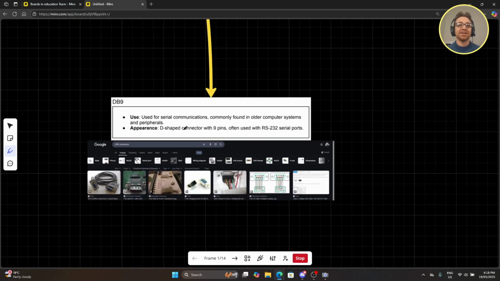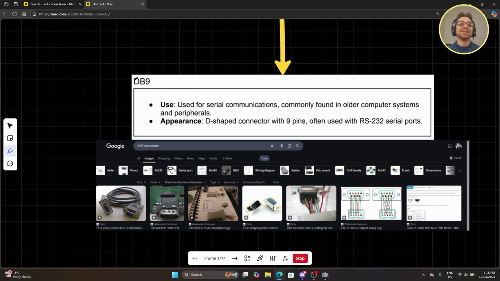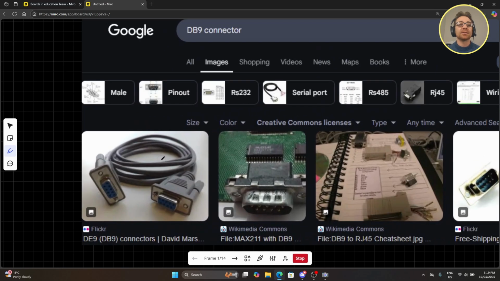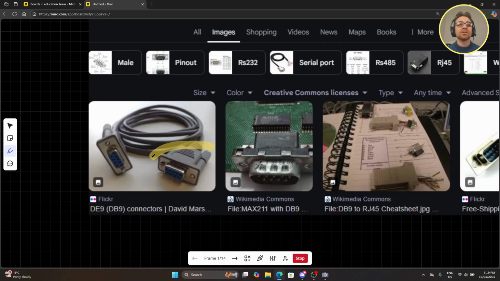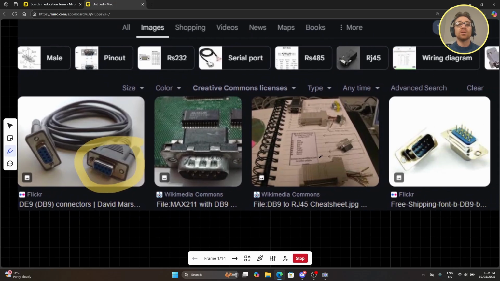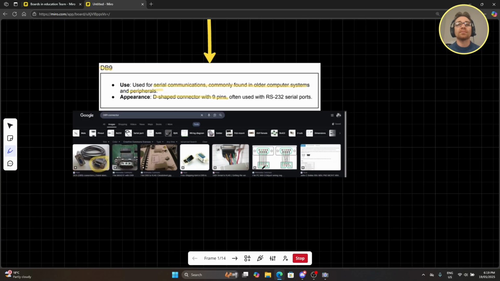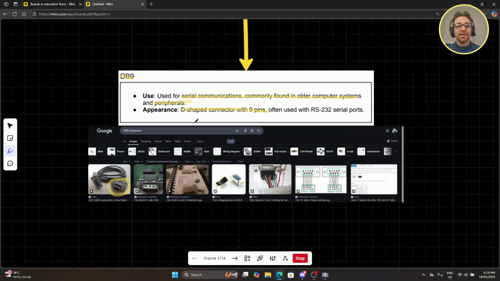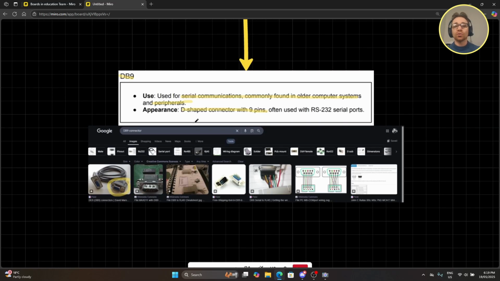And finally, we're at the end of this one, guys. DB9. Now, this is a serial cable used for serial communications, commonly found in older computer systems and peripherals. It looks like a D-shaped connector, and it has 9 pins. A DB9 connector right here. It's a serial cable, serial connector. So that would be the connector that you use to connect to devices like switches, etc., to manually configure them, for example.